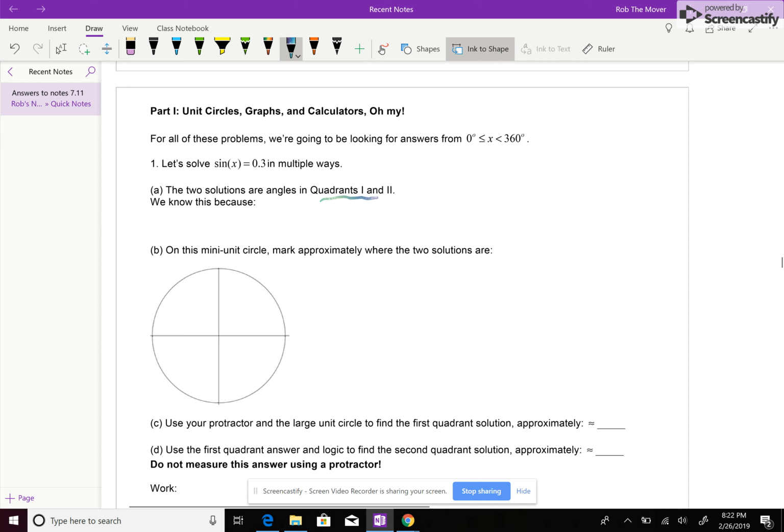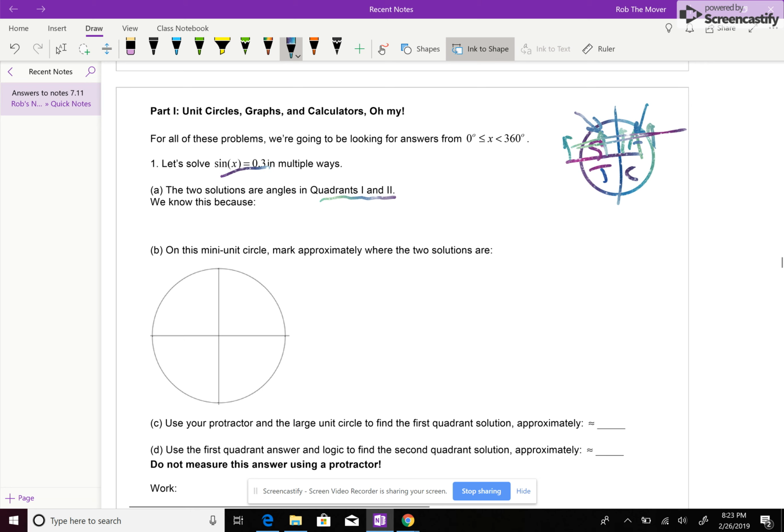Why do we know quadrants 1 and 2 have a sine of 0.3? Now remember when we did our All Students Take Calculus, right? That tells you which ones are positive. All of them are positive in quadrant 1, and in quadrant 2 only the sine is positive. So the sine is positive above the x-axis. It should make sense that everywhere above the x-axis, sine is positive. So there has to be two places where sine is positive, a positive value of the same number, right?